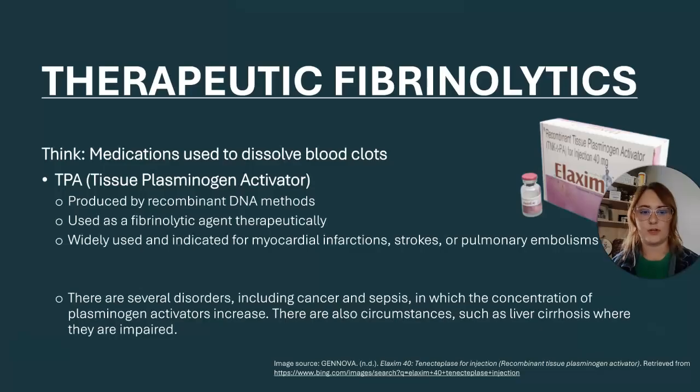There are several disorders, including sepsis and cancer, that naturally increase the concentration of plasminogen activators within the body. There are also circumstances such as liver cirrhosis, in which plasminogen activators are naturally impaired in the body. When treating processes such as these, it is important to know how they affect these factors in order to proceed with adequate treatment.